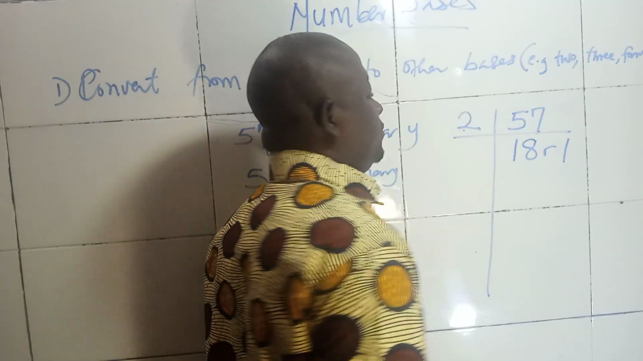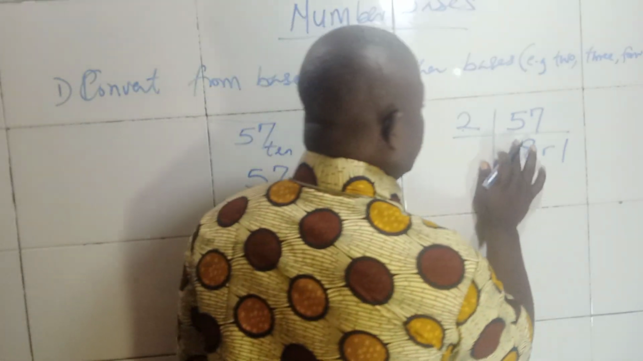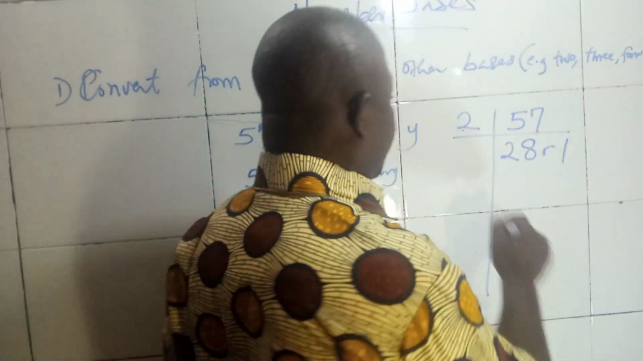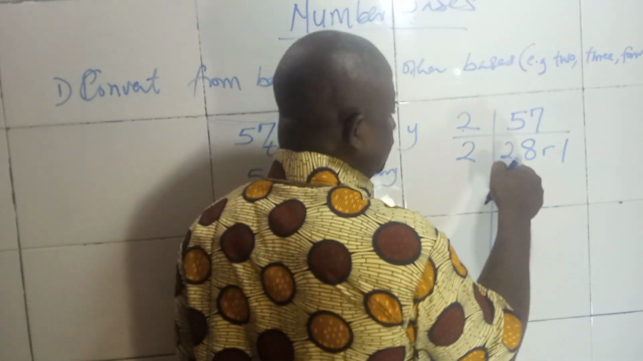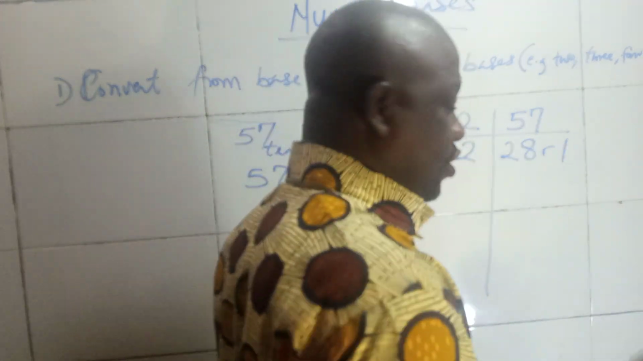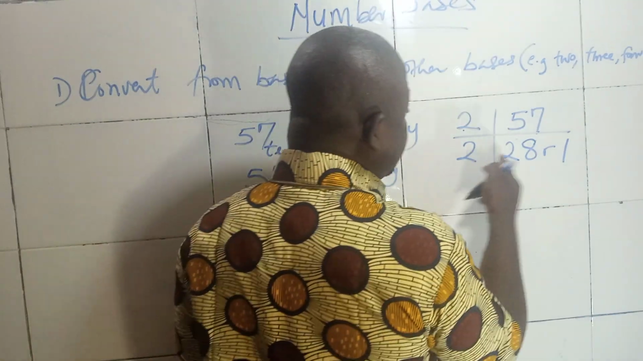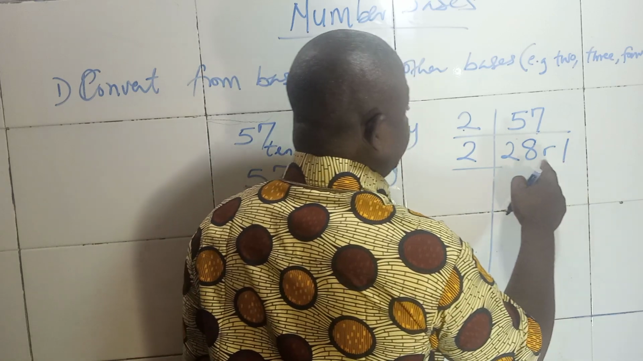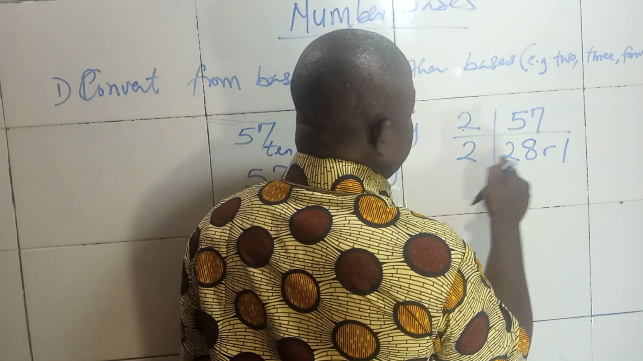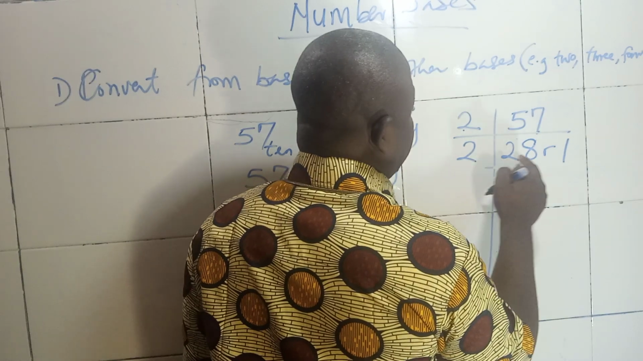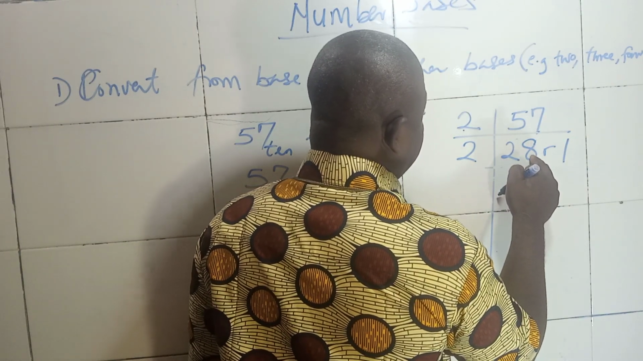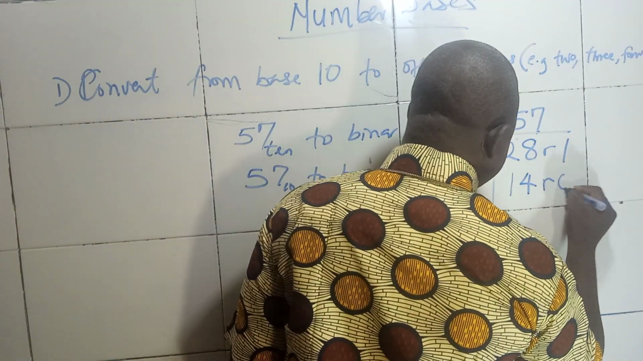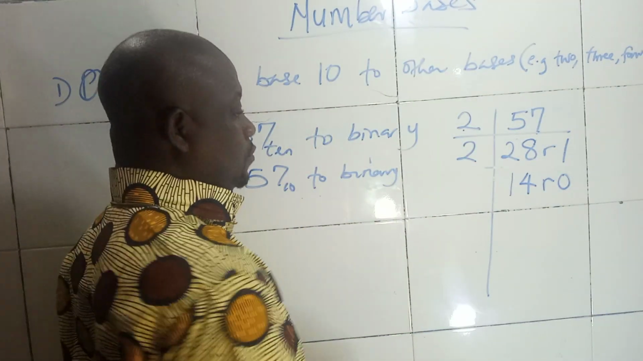Remainder 1. This is 28, remainder 1. You come again with 2, because that's what you are using to divide the number. Then 2 goes into 28. 2 goes into 2, that is 1. In 8, that is 4. Do you have anything remaining? No. Remainder 0.